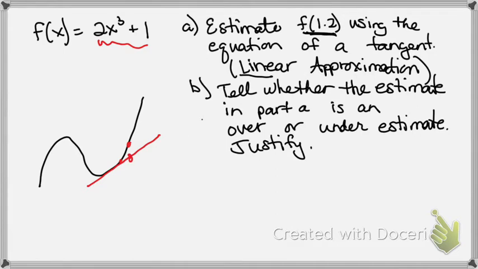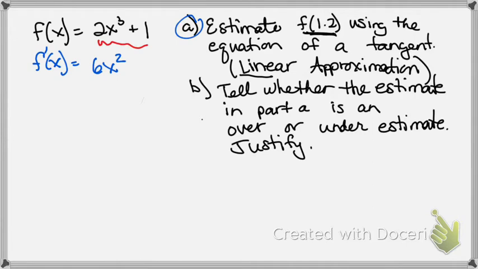Okay? Now, if the curve is concave up, your tangent is below the curve and it's an underestimate. If the curve is concave down, your tangent is above the curve and your tangent estimate is an overestimate. So this would be underestimate, overestimate. So it has to do with concavity, second derivative.